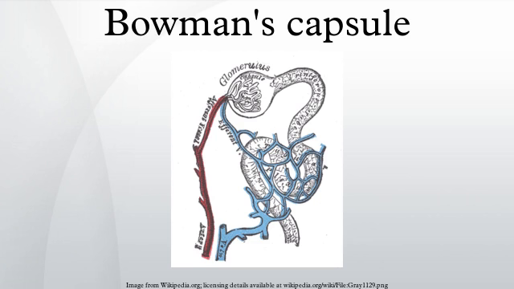The Bowman's capsule is named after Sir William Bowman, who identified it in 1842. Anatomy: outside the capsule, there are two poles. The vascular pole is the side with the afferent arteriole and efferent arteriole. The urinary pole is the side with a proximal convoluted tubule.